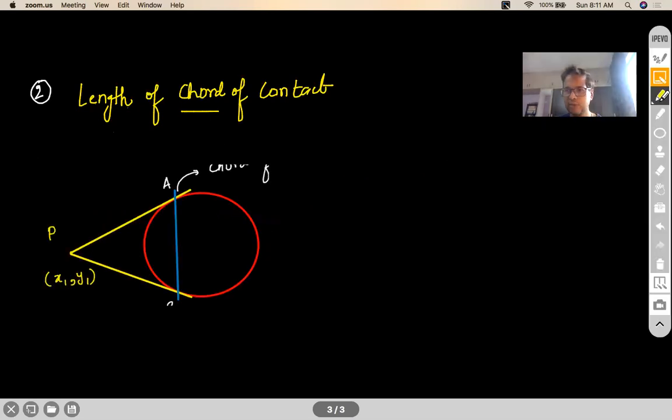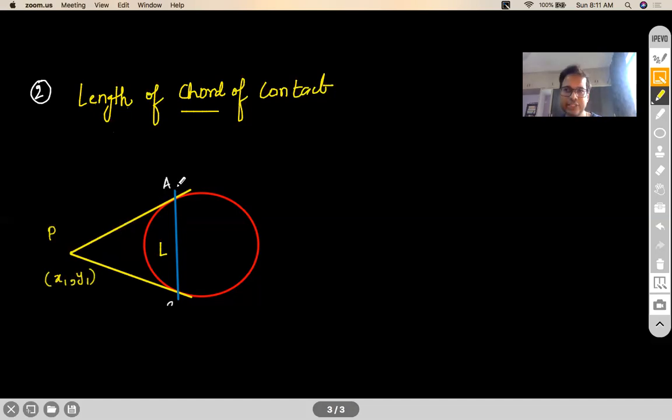Yes. So if I want to find out the length of the chord of contact, how will I find it out? What is the length of the chord of contact? You can use the radius of this circle to find the length of the chord of contact. You can also use the length of the tangent.